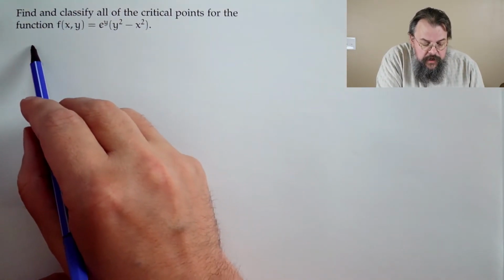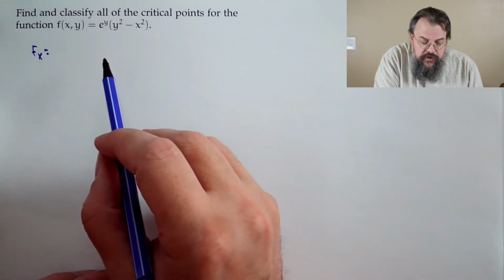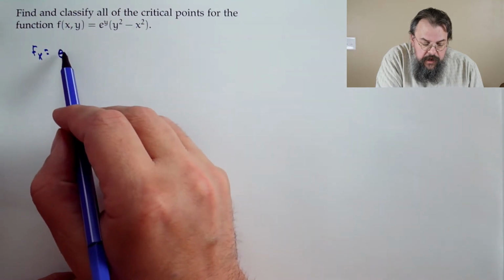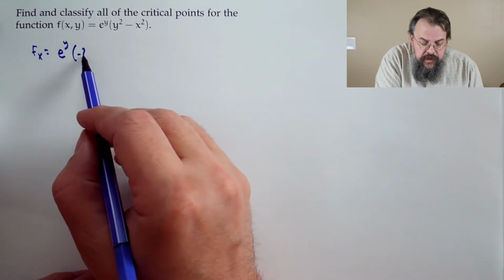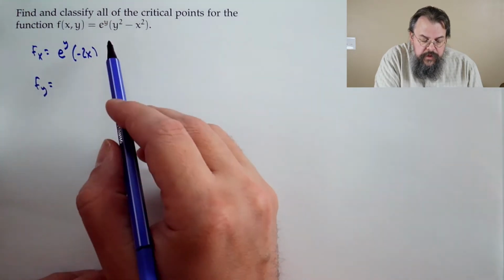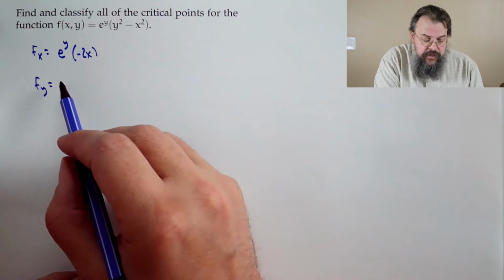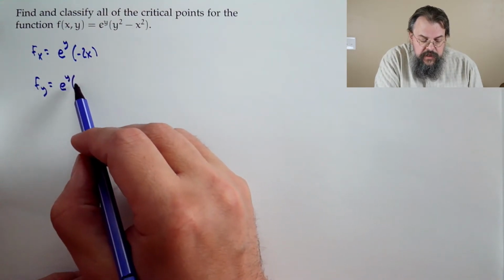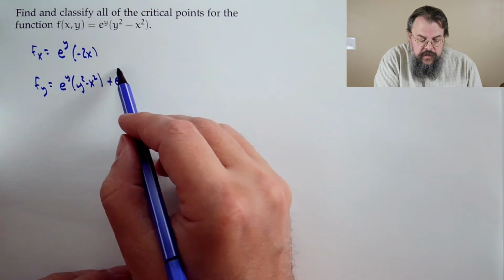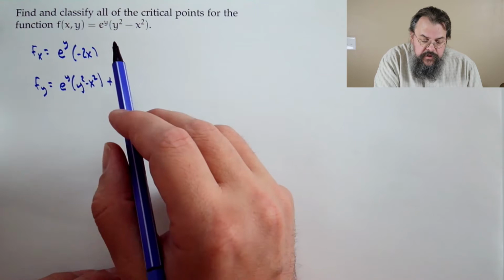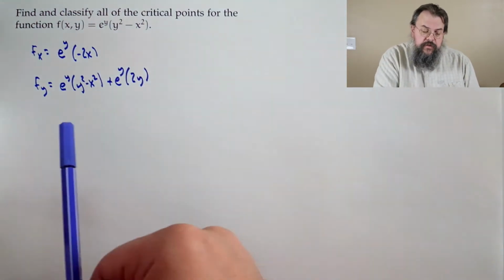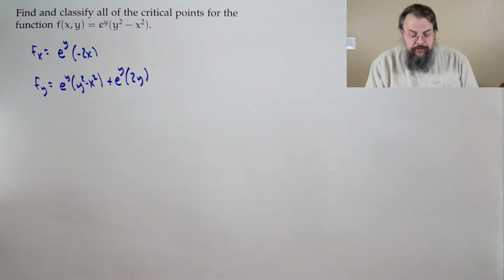So we start with our f sub x. Well, this is actually pretty straightforward, right? Because there's only one x. So it would be e to the y, which is this constant, times negative 2x. And how about f sub y? Well, product rule. So we take the derivative of the first times the second, plus the first, e to the y, times the derivative of the second, which is 2y. And here we were taking the derivative with respect to x, so the derivative of e to the y with respect to y is e to the y.